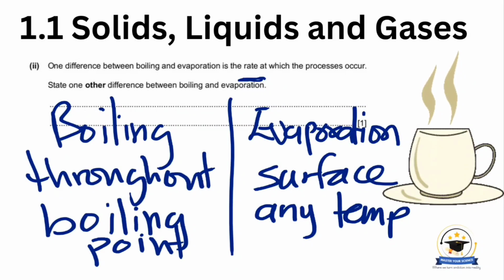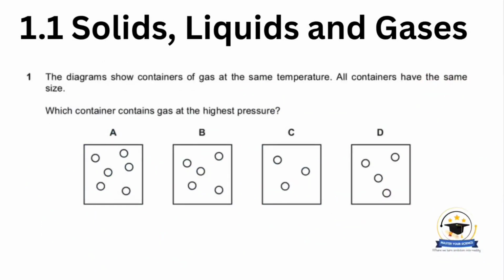For example, pure water will only boil at 100 degrees Celsius, but if you spill some water, it will slowly evaporate over a range of temperatures. How is the volume of a gas affected by temperature and pressure?